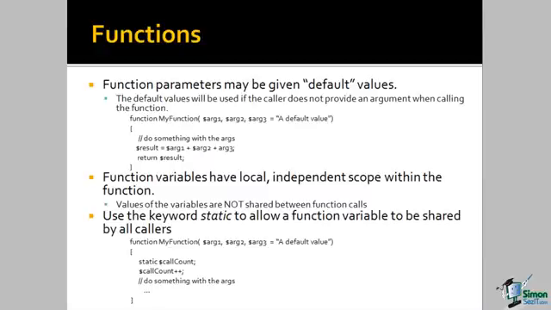Now caller 2 sets the value to 2. Caller 3 sees the value of 2 for that static variable. So the static variable overrides this local and independent scope of function variables by allowing the value to live beyond the call of the function.